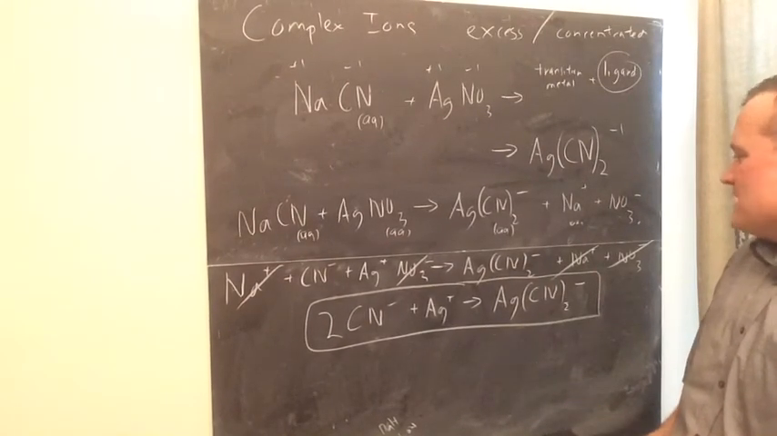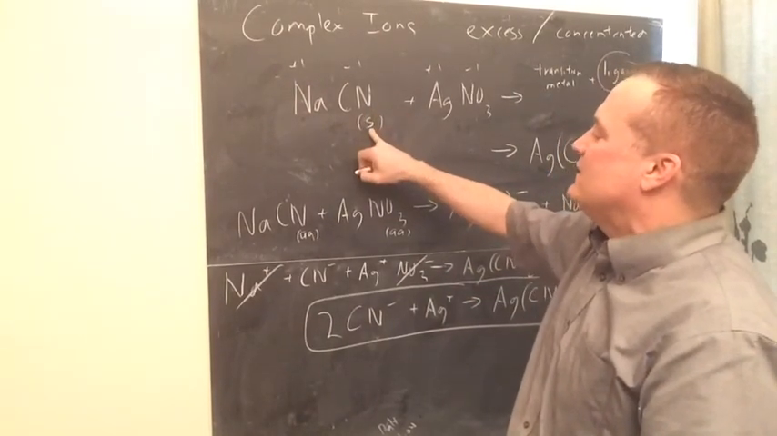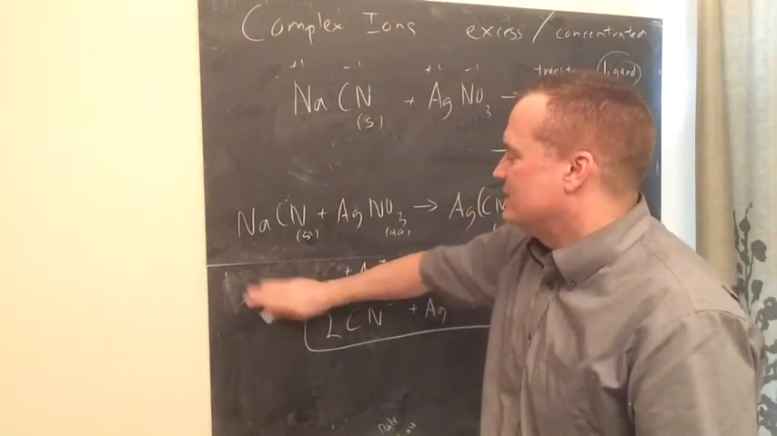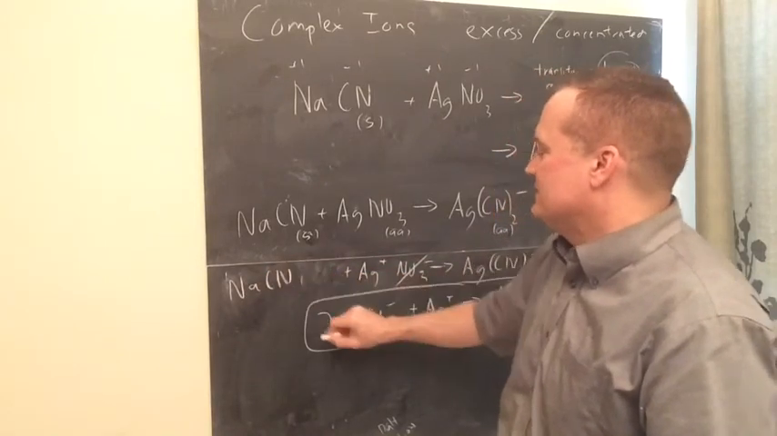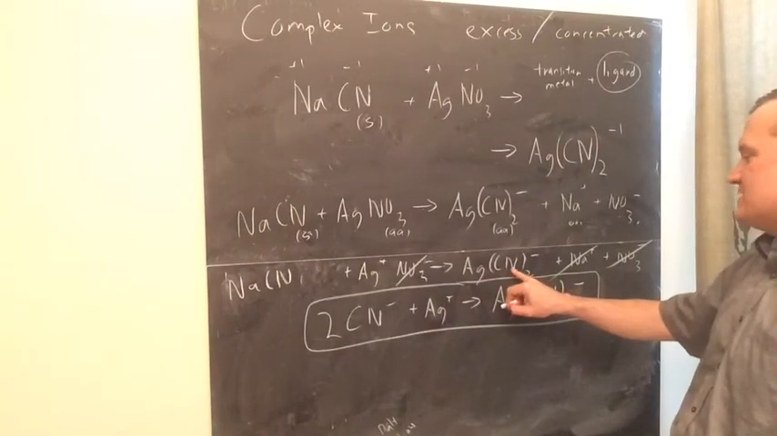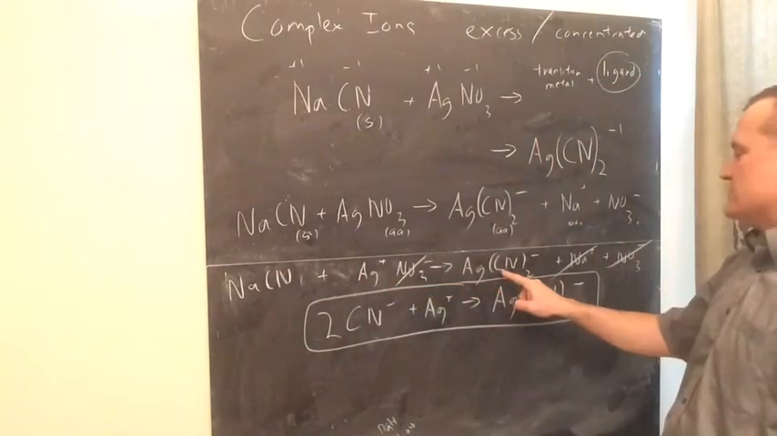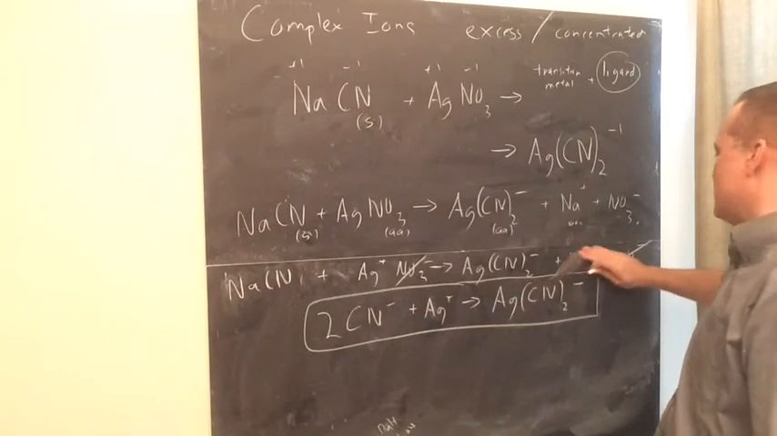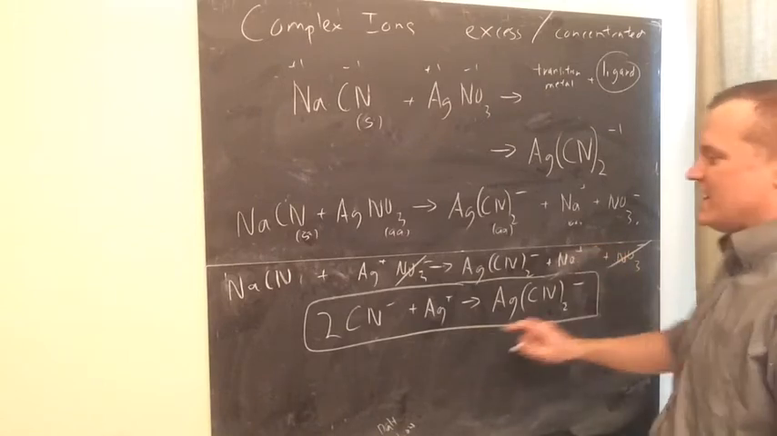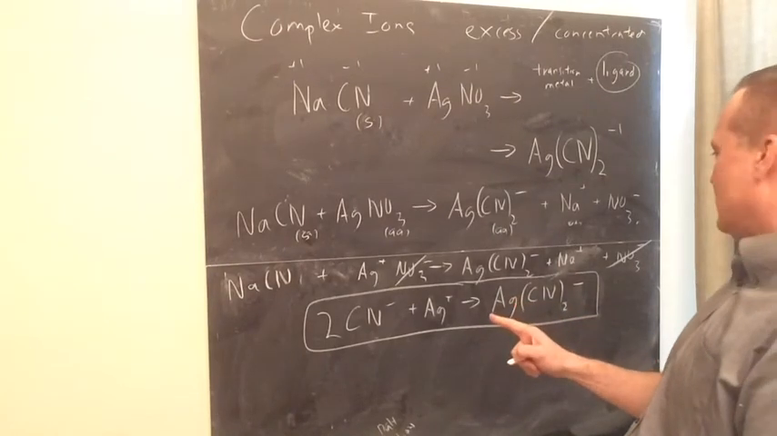Now, there's a lot more to this story, but just as a side note, if that had been a solid, then NaCN would not split up right here. It would be NaCN plus silver ion, and the cyanides would join there, but the sodiums would not be crossed out because they were changed. Here it's sodium cyanide, here it's sodium ion. So that's how it would look if it were a solid.